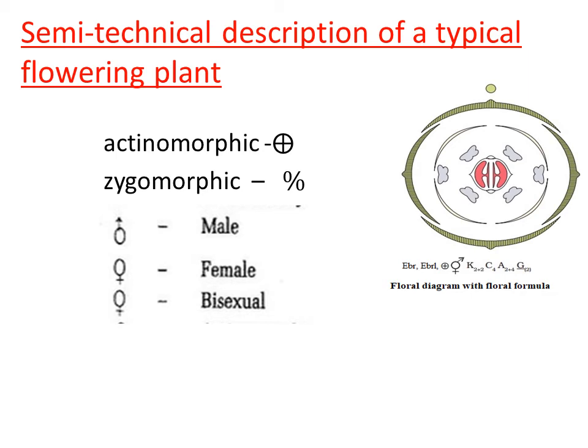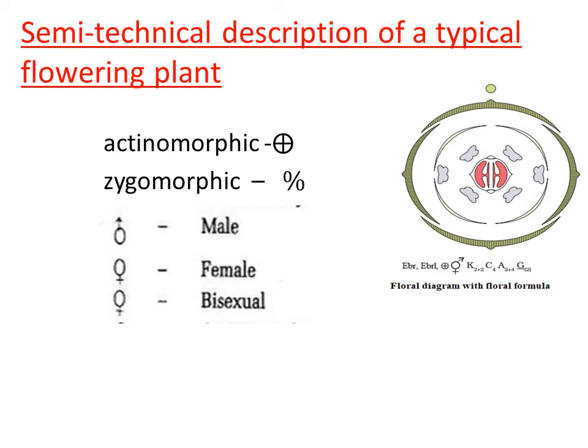Just have a look at the diagram I have displayed on the screen. That is an actual floral diagram of the mustard plant, right? Just below that we have written the floral formula by using the symbols. By looking at the floral diagram, we can understand the arrangement of sepals, petals, the number and position of androecium, and the number of carpels. All this information we can understand just by looking at the floral diagram, right?